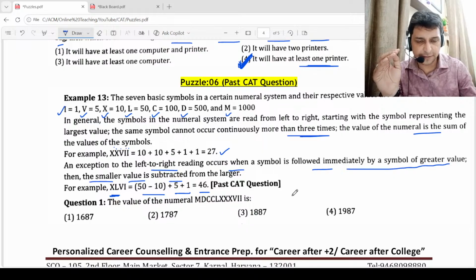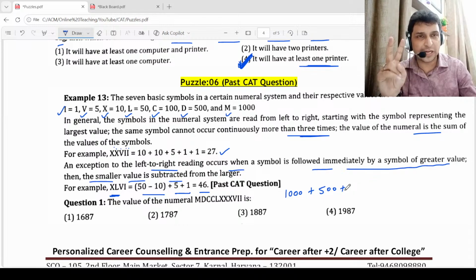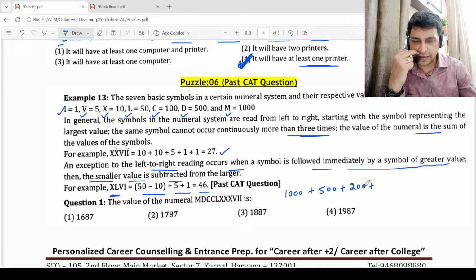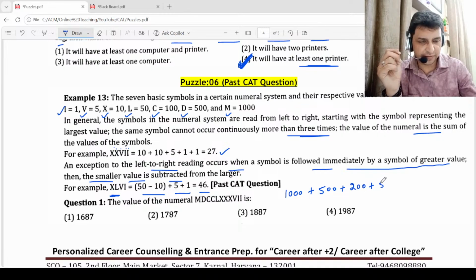M is going to be 1000. D is going to be 500. C is 100. There are 2 times C, so 200. Then we have L, which is 50. Then we have 3X, that means 30. 1V, that is 5, and 2 times I, that is 2.